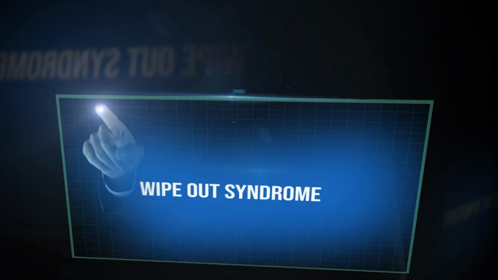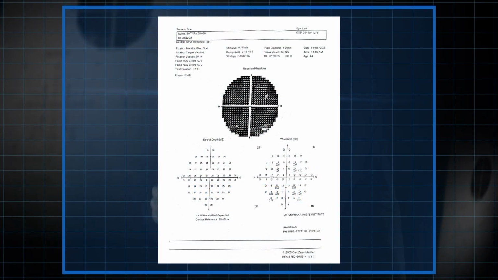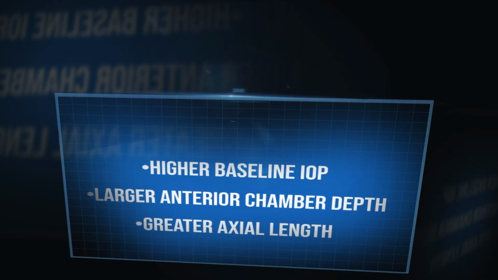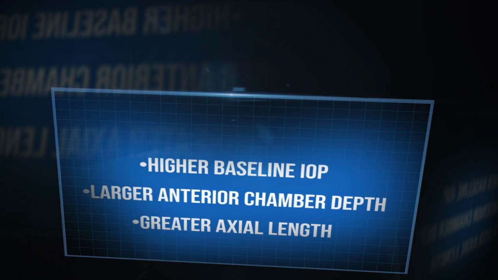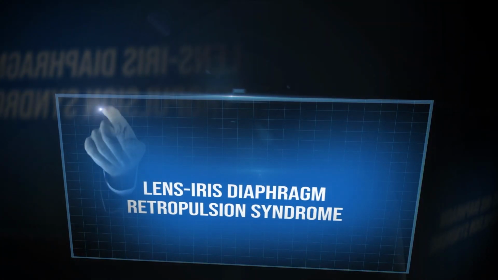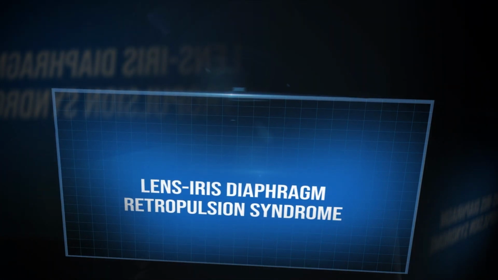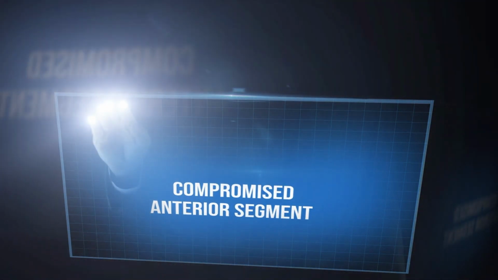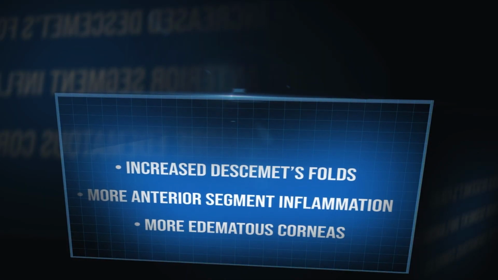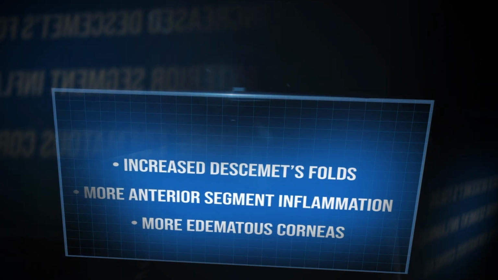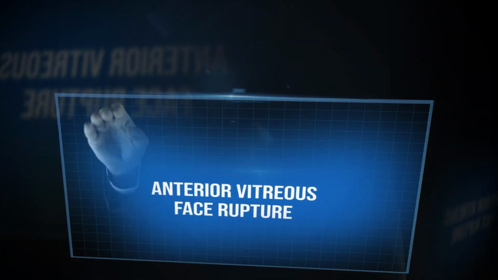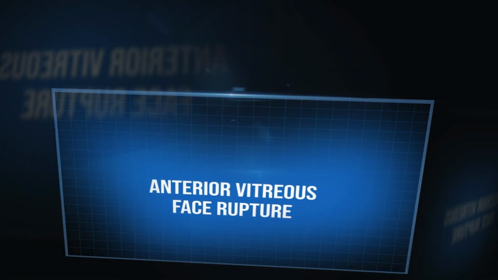For instance, wipeout syndrome in advanced glaucoma patients, painful procedure in patients with high baseline IOP, larger anterior chamber depth, and greater axial length. There's a higher incidence of lens iris diaphragm retropulsion syndrome in myopes and vitrectomized eyes. There is compromised anterior segment with increased edematous folds, more anterior segment inflammation, and more edematous corneas. There is difficulty in short eyes. There is stress to the zonules, anterior vitreous phase rupture even with an intact posterior capsule.